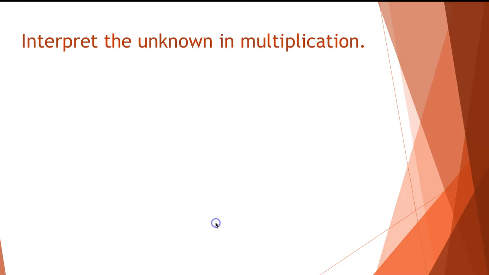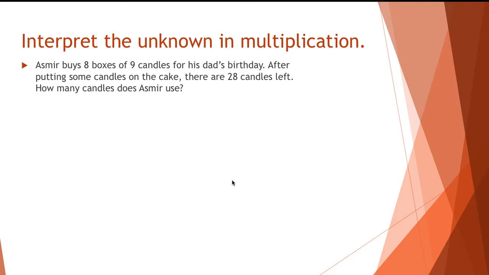Here we go. Make sure, boys and girls, you have a dry erase board and marker with you, or at least a paper and pencil so you can work on the math with me. Let's start off by reading the word problem that we have to solve. Asmir buys 8 boxes of 9 candles for his dad's birthday. After putting some candles on the cake, there are 28 candles left. We're trying to figure out how many candles does Asmir use?